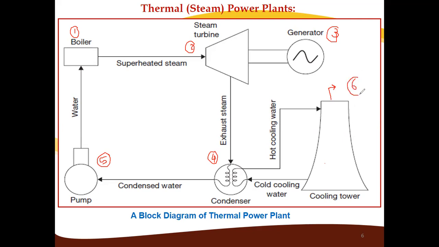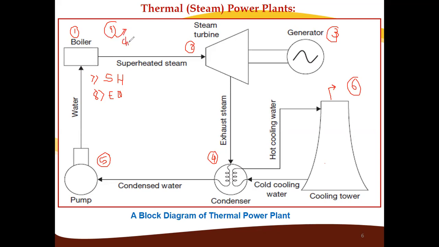Now in the boiler we have two more parts. One part is the superheater, which converts steam into superheated steam. Next part is the economizer. And the ninth part is the flue gases, that is, the gases from the coal, which pass out to the atmosphere through a chimney.